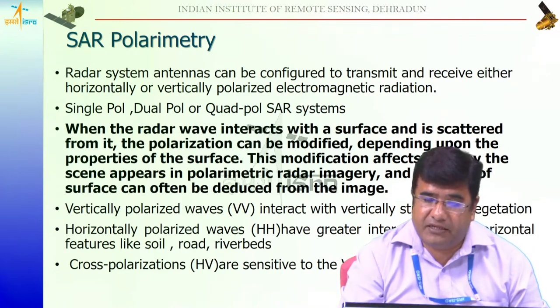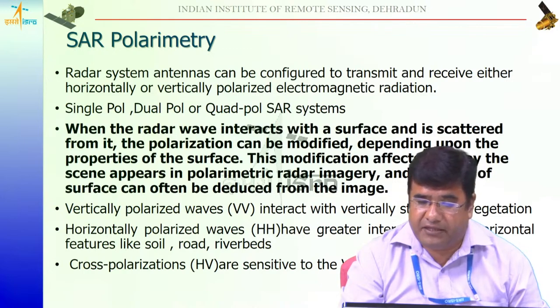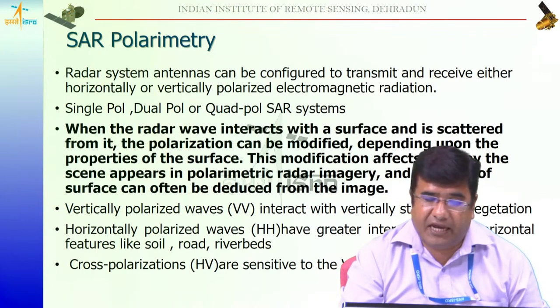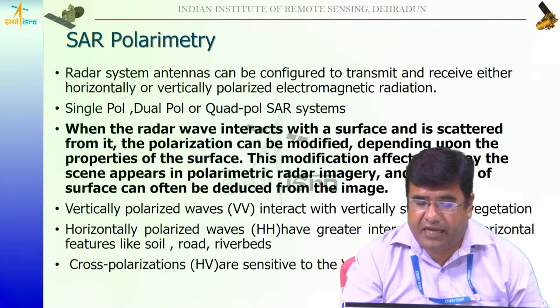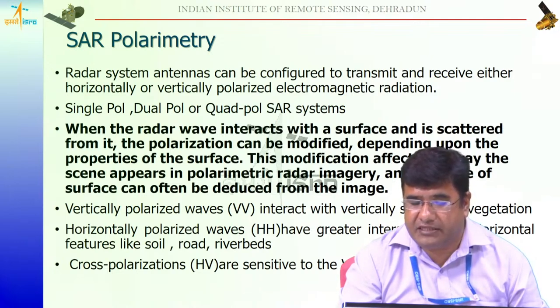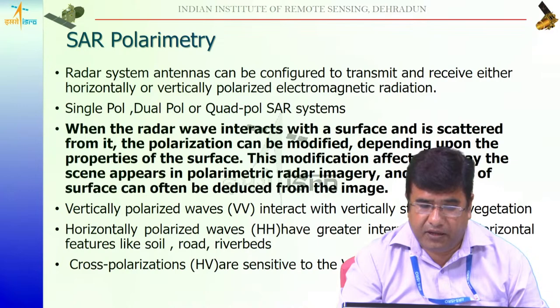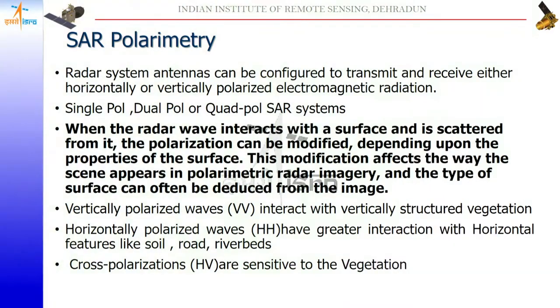This modification affects the way the scene appears in the polarimetric radar imagery, and the type of surface can often be deduced from the image. Okay, so this modification, what is happening in the polarization, is studied under SAR polarimetry. Vertically polarized waves interact with vertical structures like vegetation, and horizontally polarized waves have greater interaction with horizontal features like soil, roads and river beds.